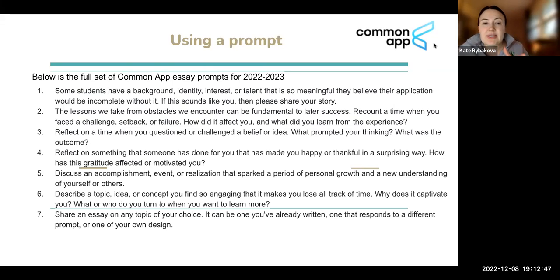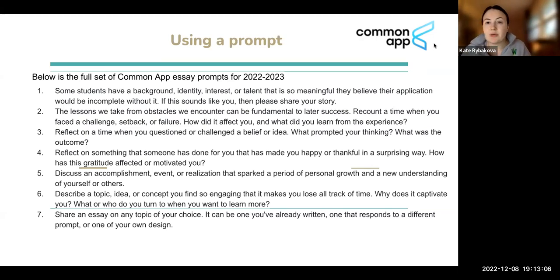So here you can see a list of prompts that Common App has. So if you guys don't know what Common App is, it is a website. You can also call it Common Application. So that is a website that is free, where you can put all of your information and use it as an application for most colleges in the United States.